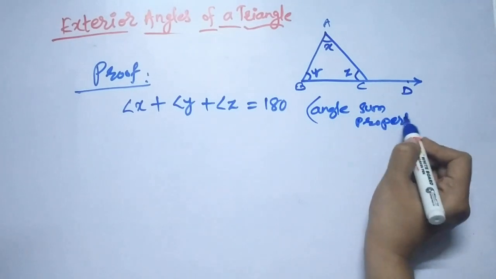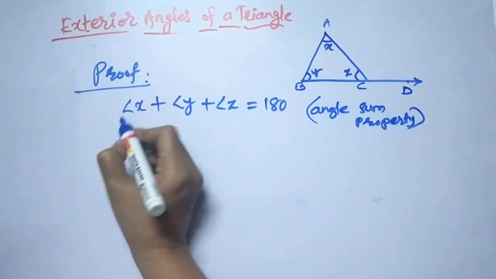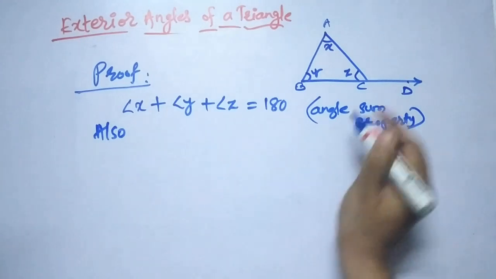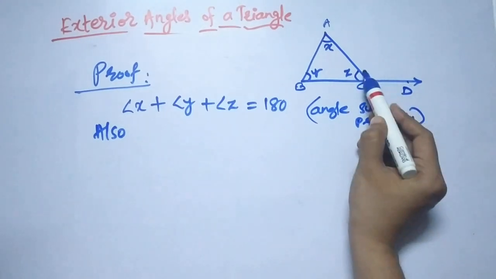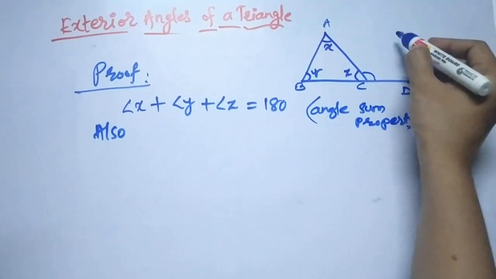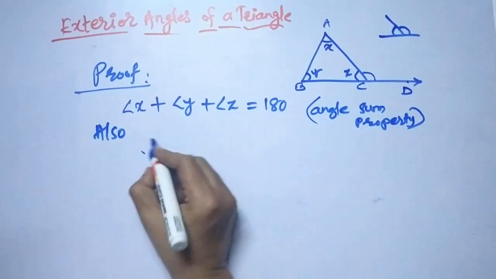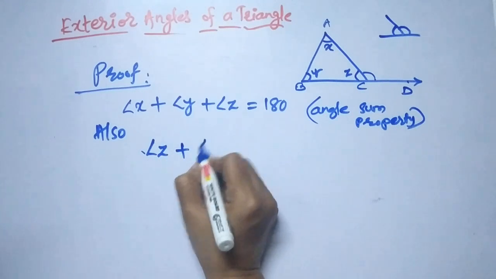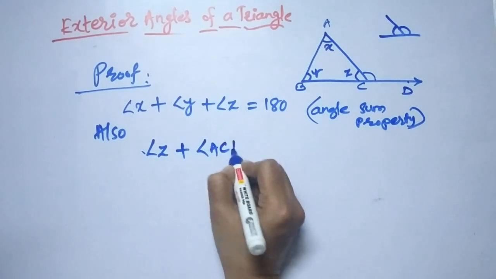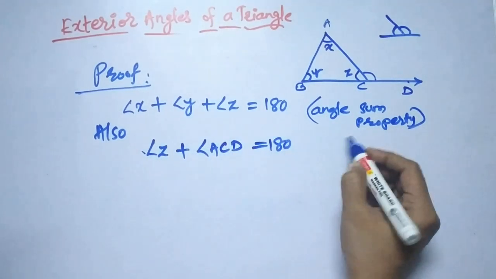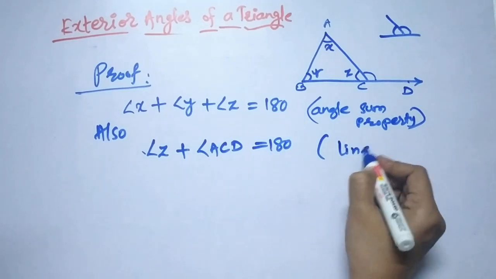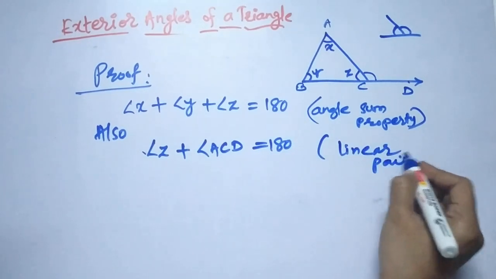Now friends, we also know, according to the linear pair concept, that Z and this angle form a linear pair. If you notice here, the linear pair is this angle ACD and this angle. So we can also write angle Z plus angle ACD is also equal to 180 degrees. The reason is linear pair angles.